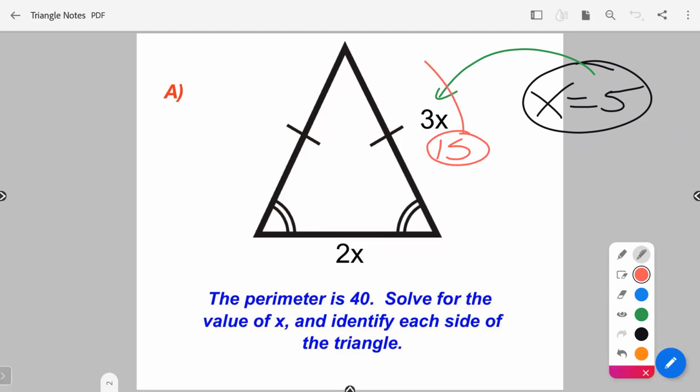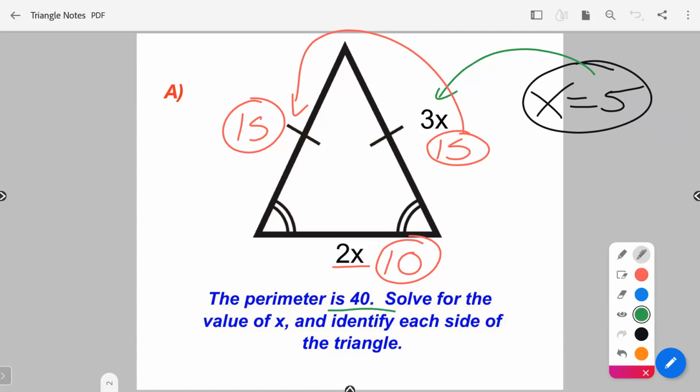Now, I know this side has to be the same thing, so we really don't have to do any work over there. And then last but not least, I got this guy. This guy's 2x, which means 2 times x. So this is going to come out to be simply just 10. And it's real easy to check your work to make sure you're doing these things correctly, because you know the perimeter's 40. Go on around here and add these up, 15, 15, and 10, and you will add up to make 40 as the perimeter.